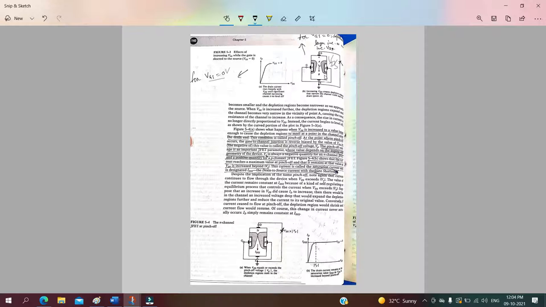Now what will happen? The majority carriers in the n-type bar, that is electrons, will be attracted towards the positive terminal of the battery VDS so that conventional current flows from drain to source. This drain current is limited by the resistance of this n-type bar. Now when this current flows in the bar, voltage drop exists along the length of the channel.